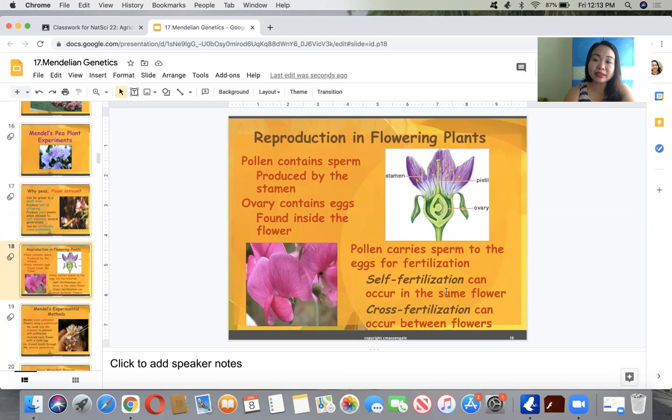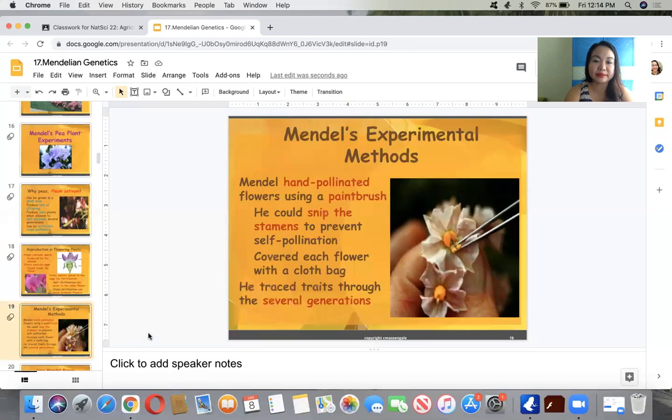Incomplete flowers mean they don't have both male and female organs, only either one of them. Just like the monoecious plants, they have separate male and female flowers. So they are cross-pollinated, or in some other cases too.